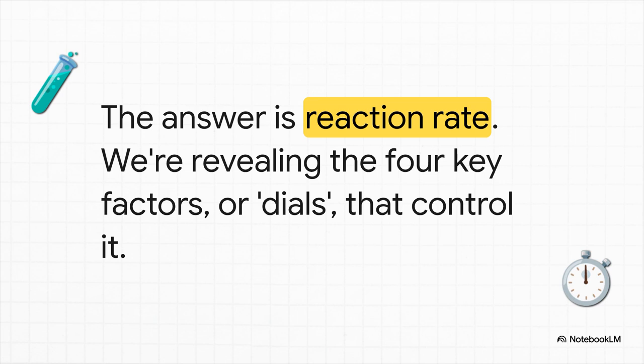The secret is something called reaction speed. And the really cool part is that there are basically 4 hidden dials that you can turn to control it. You can crank the speed way up, or you can slow it way, way down. So let's check out these dials one by one.